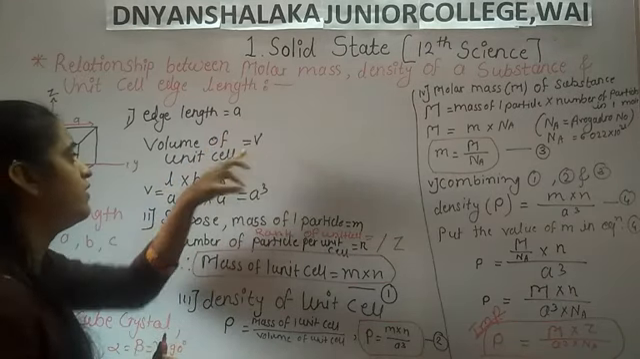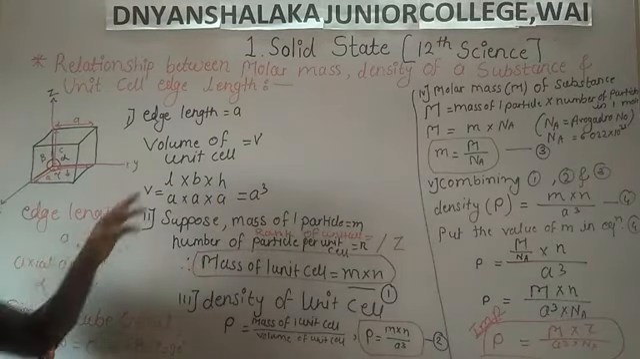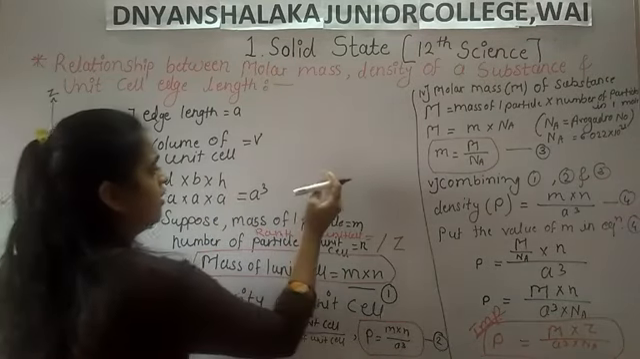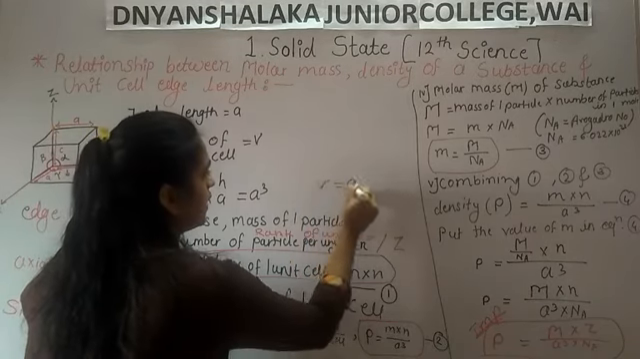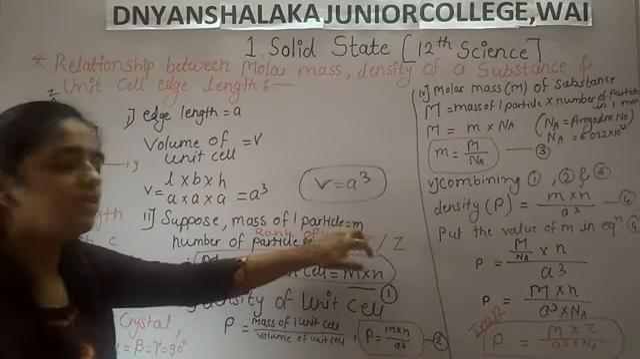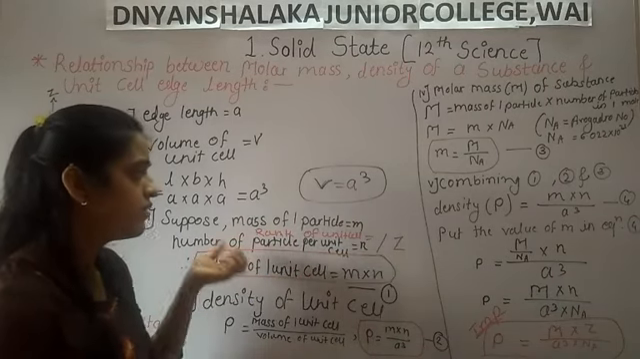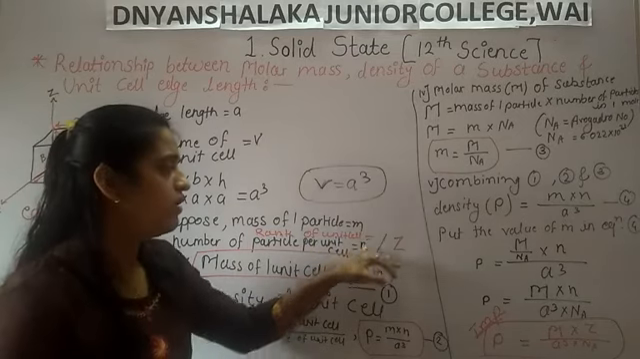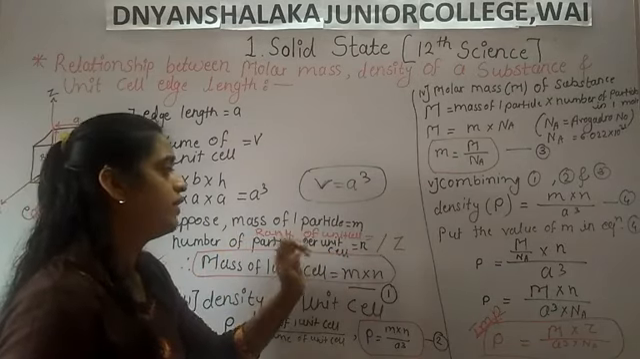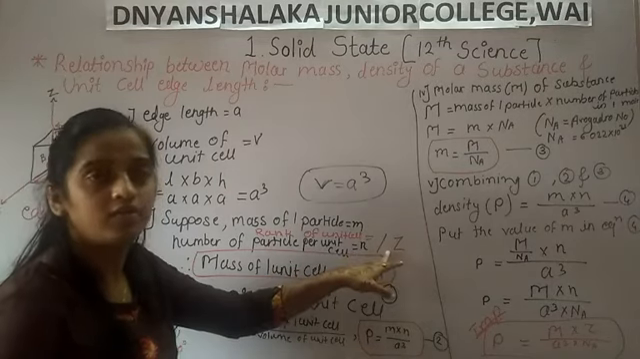Volume of unit cell is denoted by V. We have to calculate length into breadth into height, but we consider all of them as edge length a. So the formula is V equal to a cube. Next we find the mass of one particle, symbol small m, and the number of particles per unit cell, symbol small n, which is also the rank of unit cell. So n is replaced by capital Z. Some books denote the number of particles per unit cell by small n, but in the NCERT book this value is replaced by symbol Z.